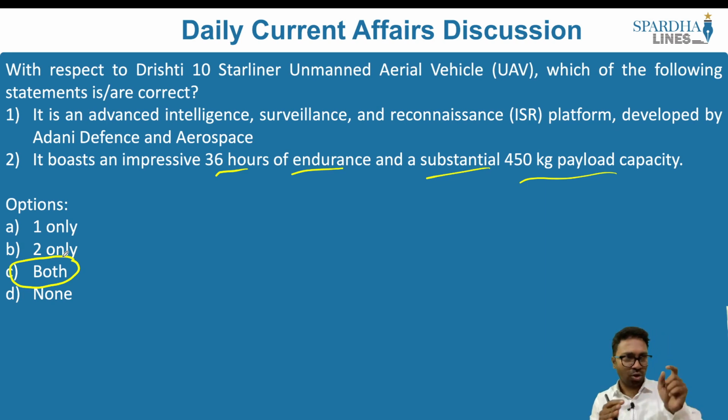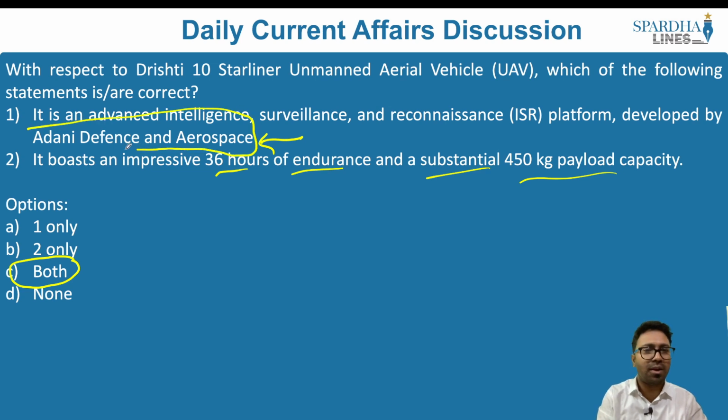So what are we speaking about? We are speaking about UAV. What is a UAV? It is an unmanned air vehicle. Drishti 10 Starliner happens to be an unmanned air vehicle. Who is it designed by? It is designed and developed by Adani Defence and Aerospace. So this happens to be indigenously developed by Adani Defence and Aerospace. This happens to be very important from your preliminary examination point of view.